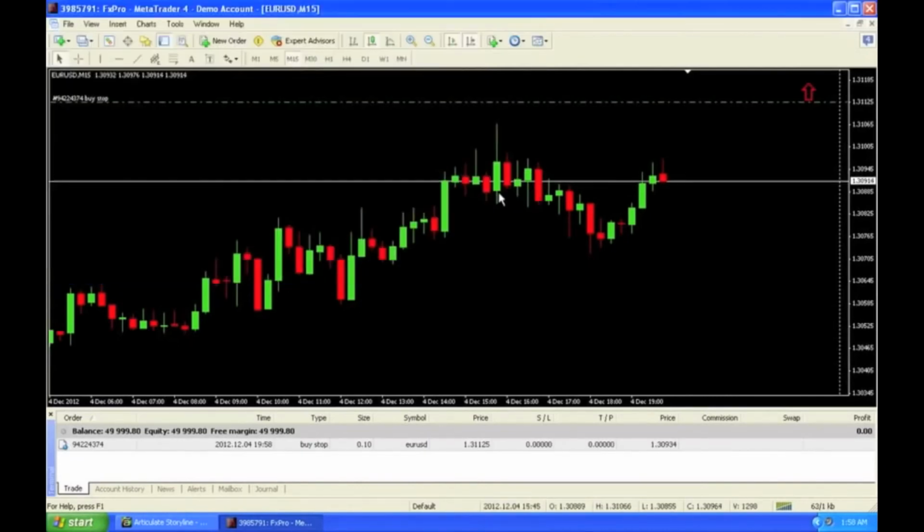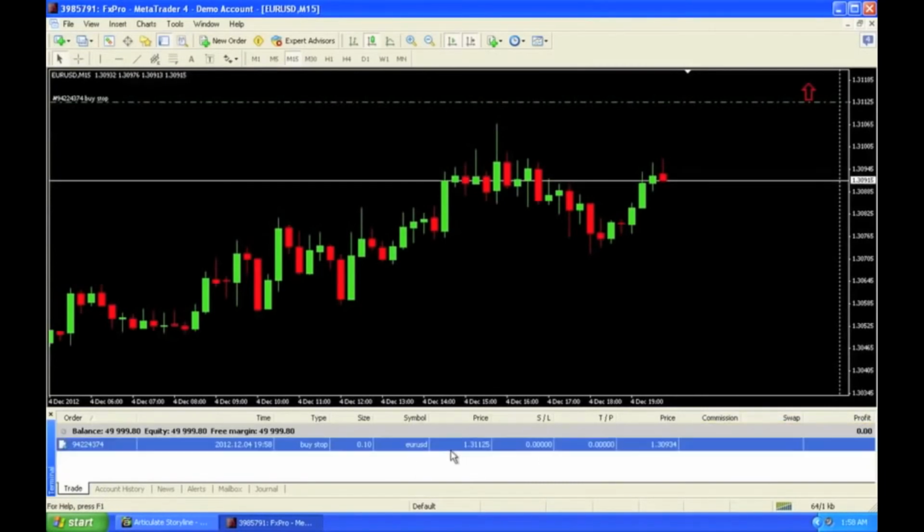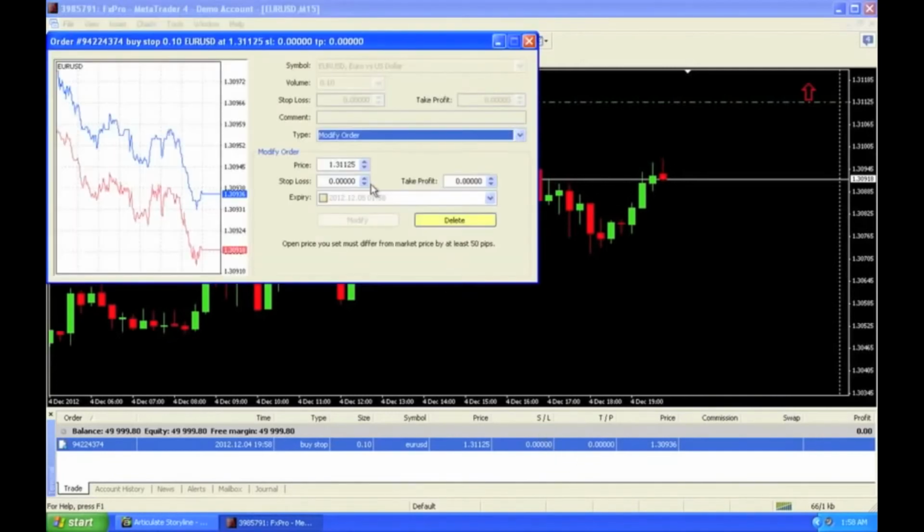Click place, and there we go. Now you can see here on my trade, there's no trade actually running. There is a buy stop entry though, which means once the market reaches this area, a buy is executed. Now you can add stop loss and take profit to this also if you'd like. You can just simply double click it, put your stop loss here, put your take profit here, and click modify.